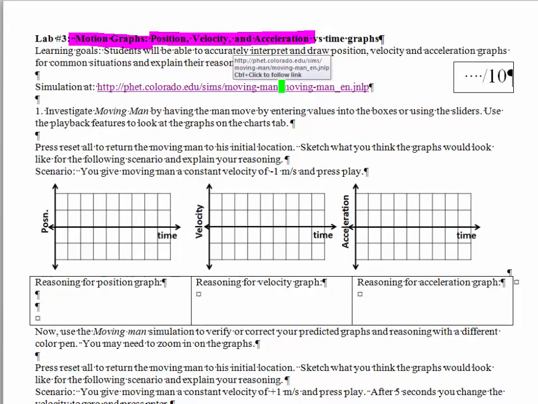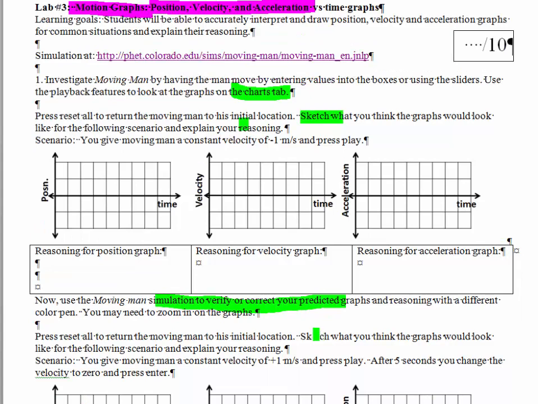So we're going to come back and pop open the simulation, so I'll do that in just a second. And what we're going to do is go to the Charts tab, and first make a prediction of what you think the graphs would look like and explain your reasoning. We're just going to give the man a constant velocity of negative 1 meter per second, and press play. Then we're going to take a look at what the correct graphs should look like, and then what I want you to do, and very important, is in a different colored pen, write the correct graph, and I do expect them not to be the same for all of these.